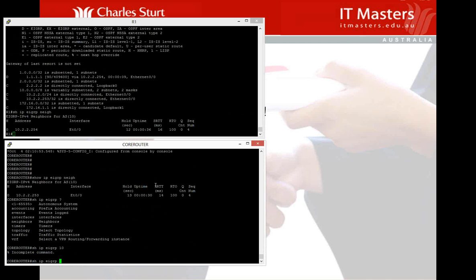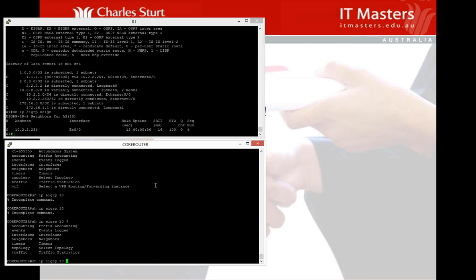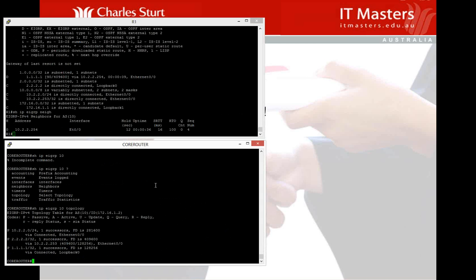That's interesting. It should have worked. That is the EIGRP 10. Incomplete command line. Okay, so for that, we look at our topology for that process. All that information is there, the same sort of thing as with your OSPF.